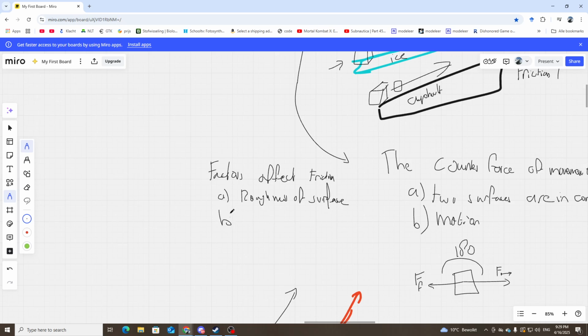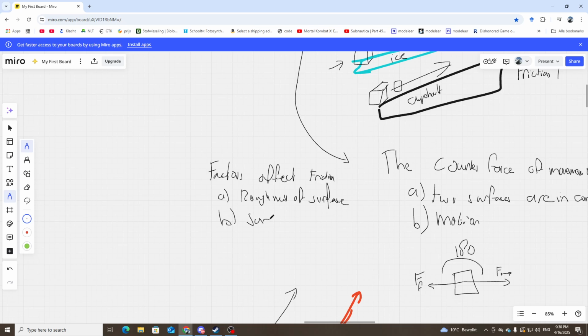Bang, perfectly written, beautiful. The roughness of the surface. Second, we have the amount of area touching. So how large is the contact area?